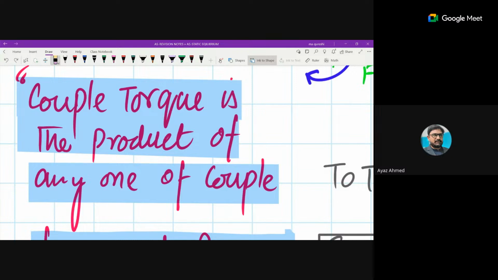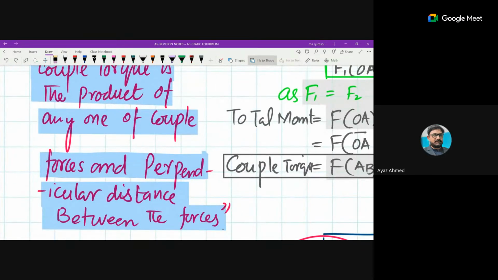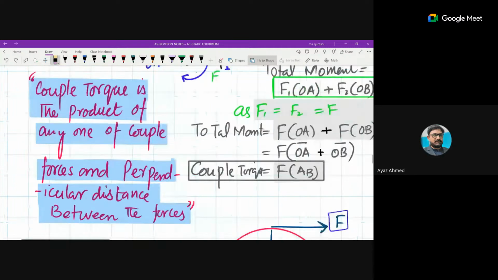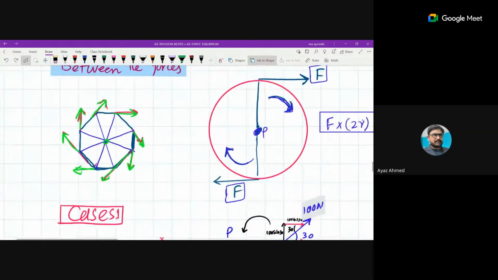So I can define that couple torque is the product of any one of the forces and the perpendicular distance between the forces. Is this statement clear to you now? Yes. Surely clear. Okay, so here we go.